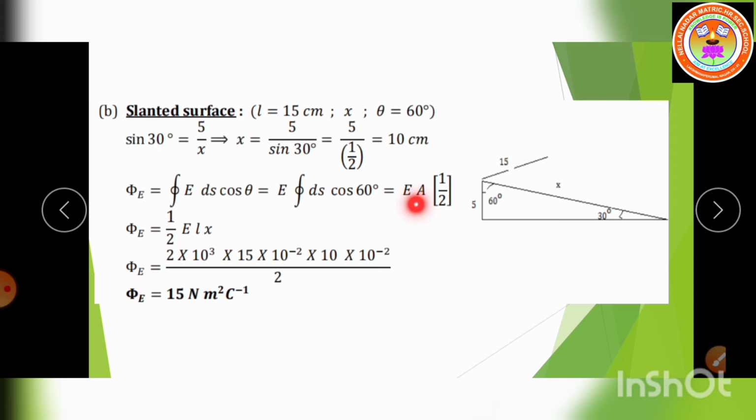So I can write the formula here. Area is equal to length into breadth. So 1 by 2 into E into length into breadth. Okay. So I can write here 1 by 2 in the denominator. The E value is 2 into 10 power 3, L is 15 into 10 power minus 2, x is 10 into 10 power minus 2. So if you do the calculation, we are getting the answer 15 Newton meter square per coulomb square. Sorry, per coulomb. Okay, understand children?